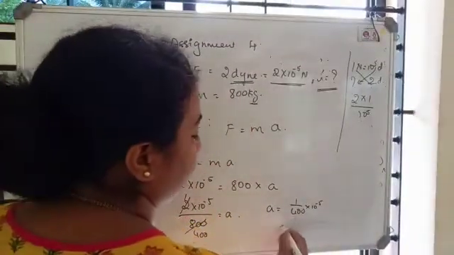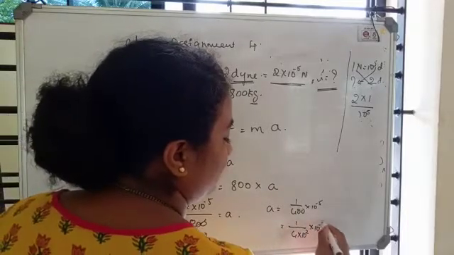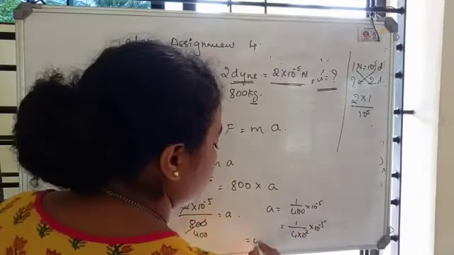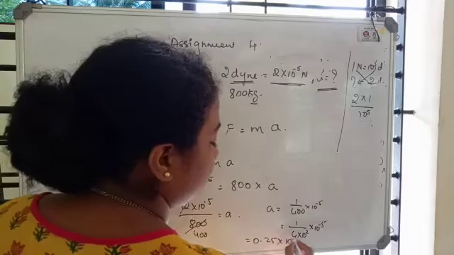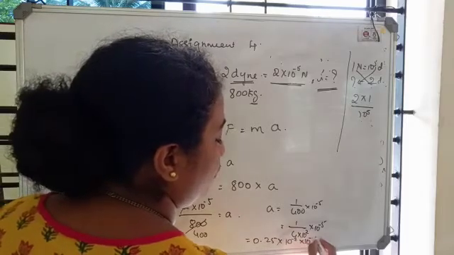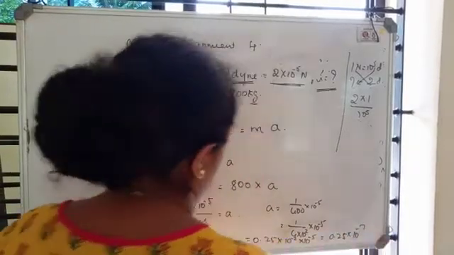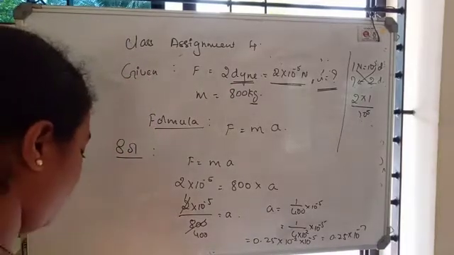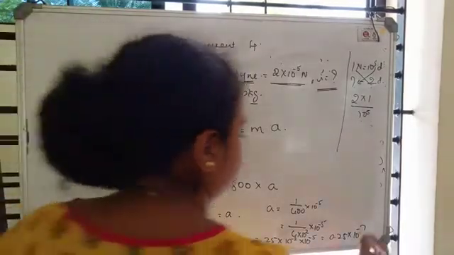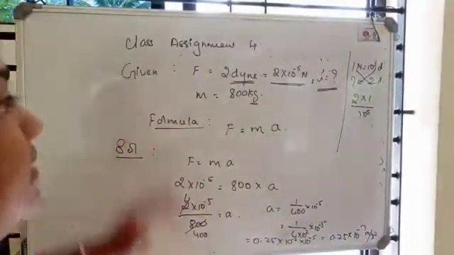How to do that? Now 1 by 400 can be written as 1 by 4 into 10 to the power of 2, into 10 raised to the power of minus 5. 1 by 4 is 0.25, into 10 raised to the power of 2, which if taken out becomes minus 2, into 10 raised to the power of minus 5. So this is 0.25 into 10 raised to the power of minus 7. So acceleration is 0.25 into 10 raised to the power of minus 7 meters per second square. So this is the first sum.